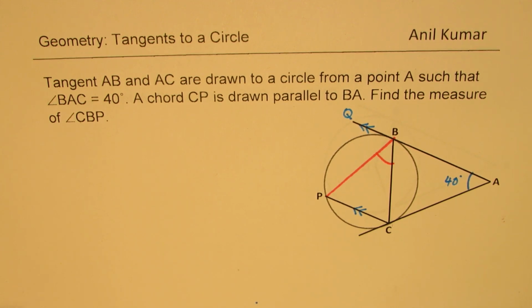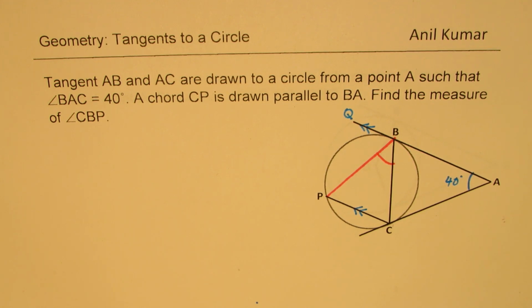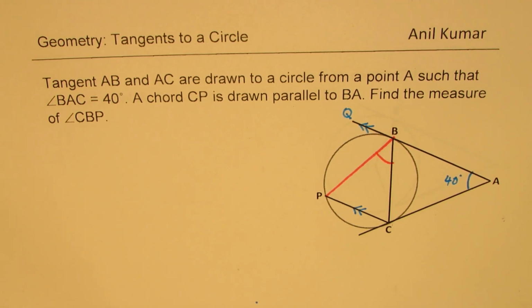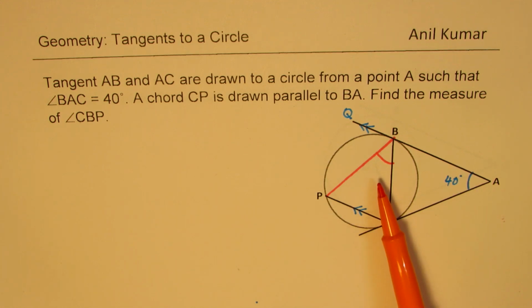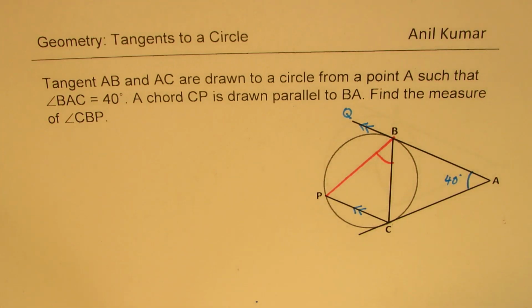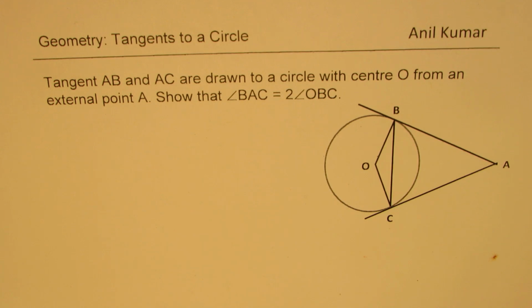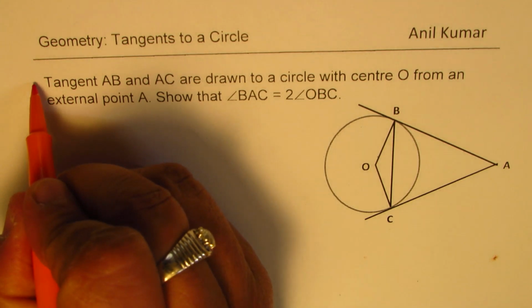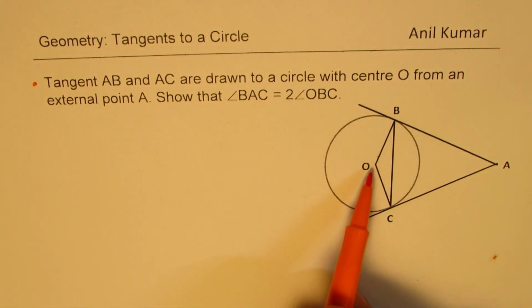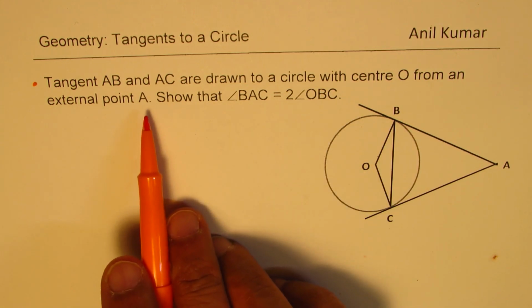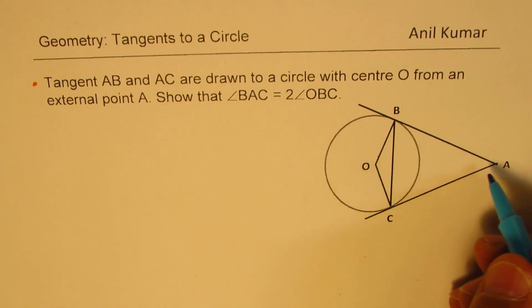Before getting into the solution of this question, I want to take another related question. We'll use many concepts which we are going to see in the related question about tangents to a circle, right? And then get back to this. Perfect. So let me take a related question here. I've kept almost everything the same. So now my question here is, tangents AB and AC are drawn to a circle with center O from an external point A, right? So again, we have an external point A.